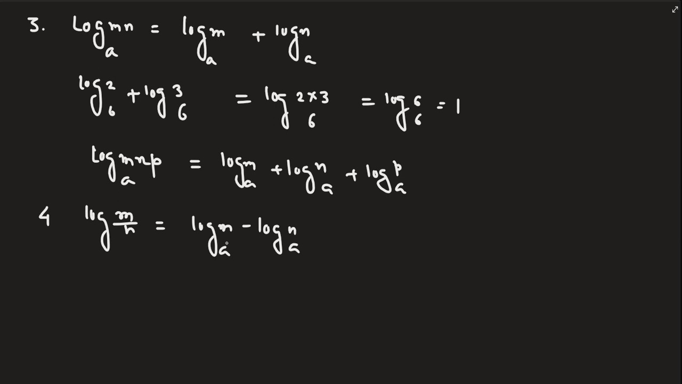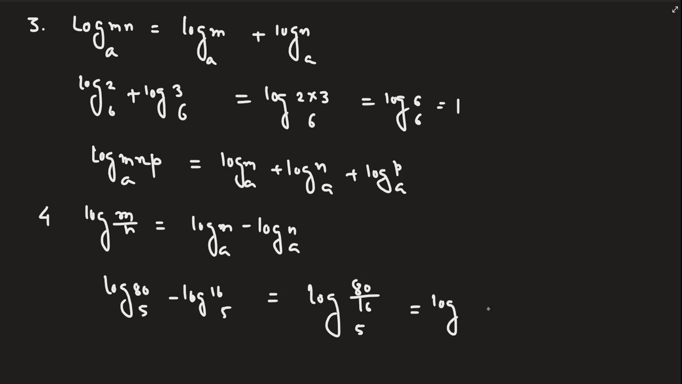Okay, now suppose you are going to calculate log 80 base 5 minus log 16 base 5. Without a table we don't know these values, but when we use this property we have log of 80 by 16 base 5, which is equal to log 5 base 5, and that is 1.